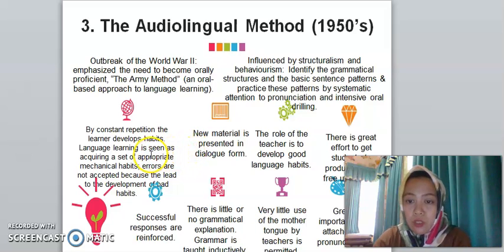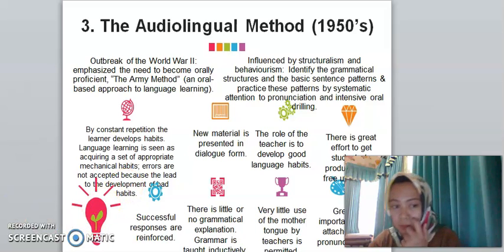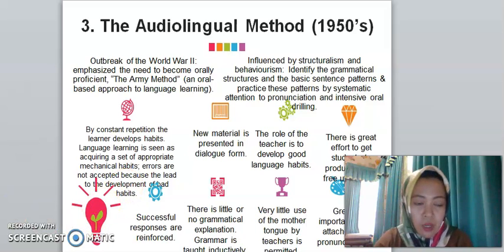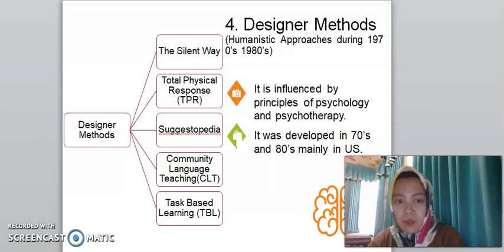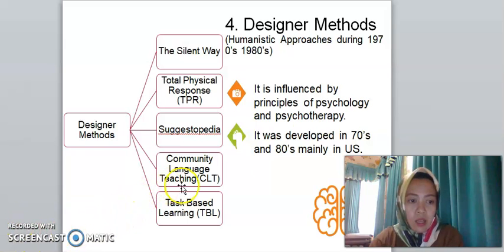The role of the teacher is to develop good language habits. So the method is improved a little bit here in the audiolingual method. We also have designer methods, which consist of several techniques: the silent way, TPR, Suggestopedia, CLT, and TBL.